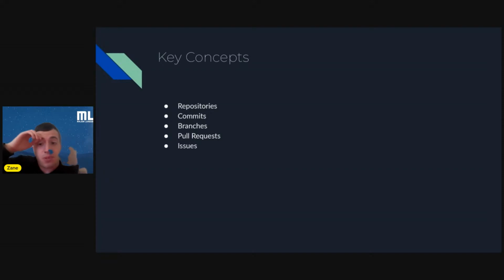So key concepts: repositories, commits, branches, pull requests, issues. We've seen a few of these so far as we've talked today. So repository, a fundamental concept in GitHub. It's a storage space for a project's files, including source code, documentation, and other assets. Repositories allow developers to organize, track, and collaborate on a specific project or code base. So we most certainly saw that.